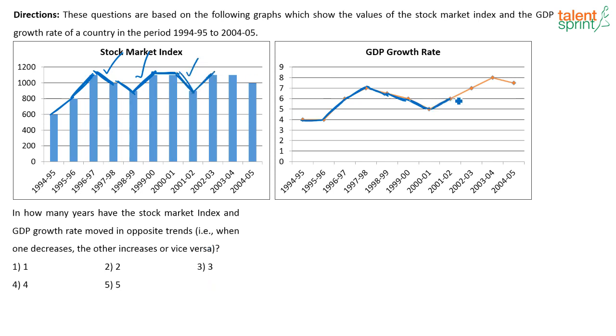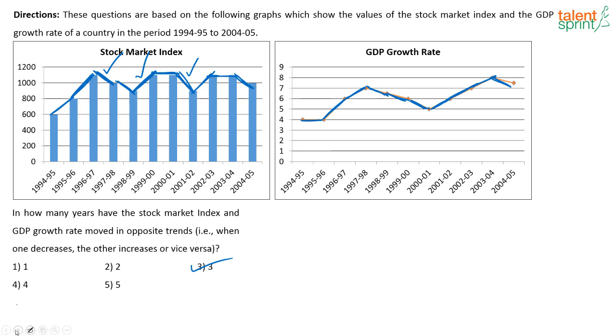Again here increase, increase, same, increase, decrease, decrease. So there are 3 years where this happens, where one is increasing and the other one is decreasing. So how many such years are there? 3 such years are there. So your correct answer will be option 3. The years are 97, 98, 99, 2000, 2001 and 2002.